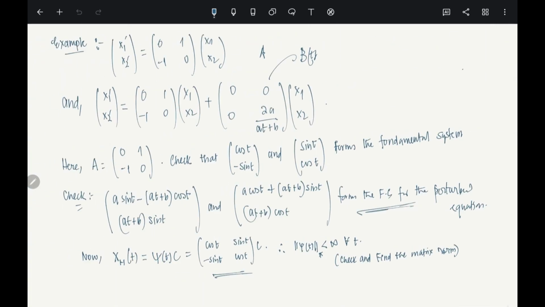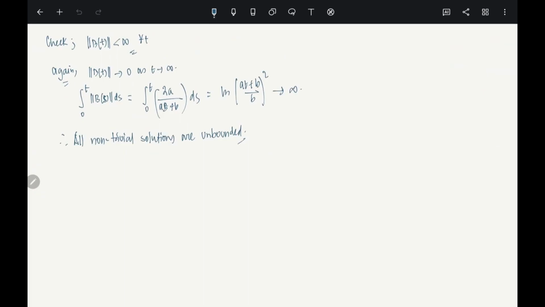For the homogeneous problem, solutions are bounded, no problem. But for B(t), if you look at the norm, the norm of B(s) is basically 2a by (as plus b). You can see that this goes to 0 as s goes to infinity. But if you take the integral from 0 to t of 2a by (as plus b) ds, then that becomes the log of a square, which goes to infinity. So basically all non-trivial solutions are going to be unbounded. Is this okay?